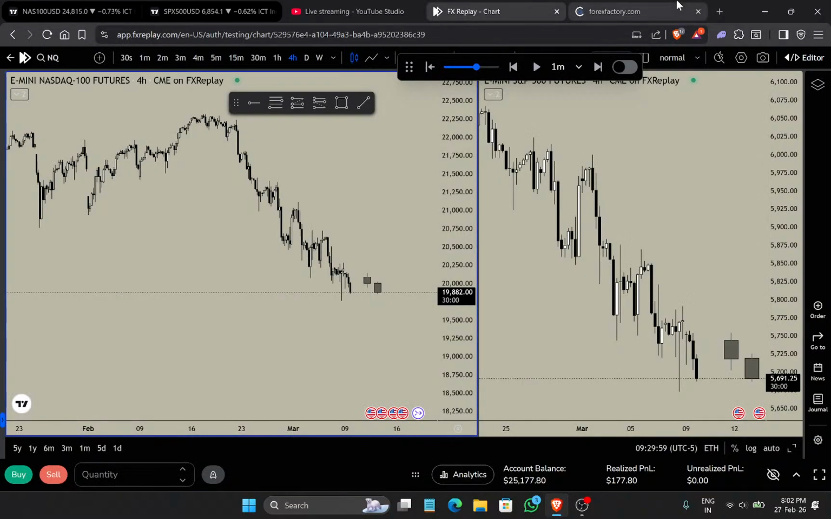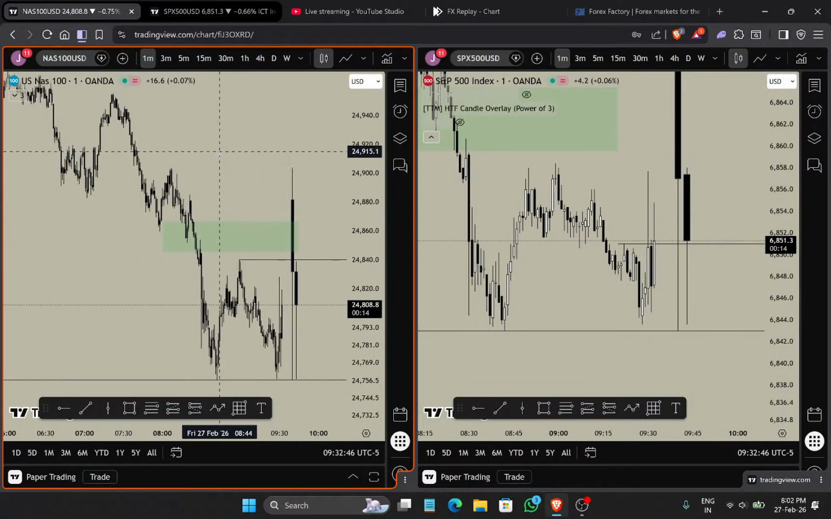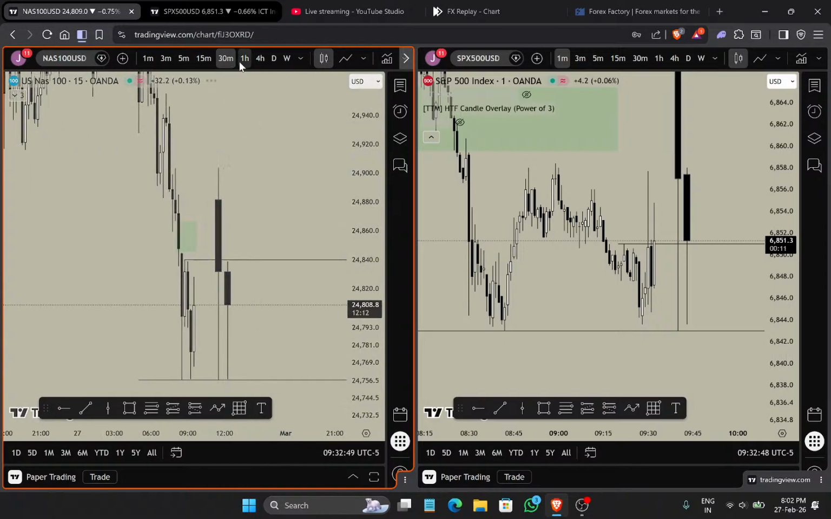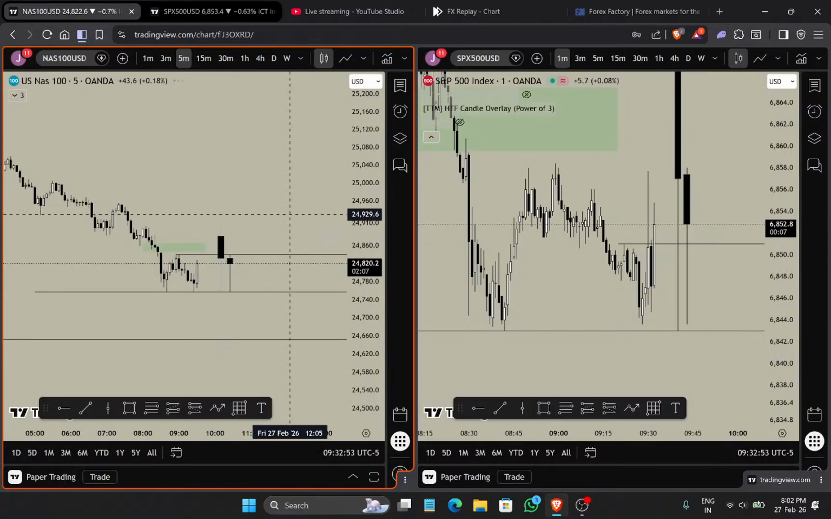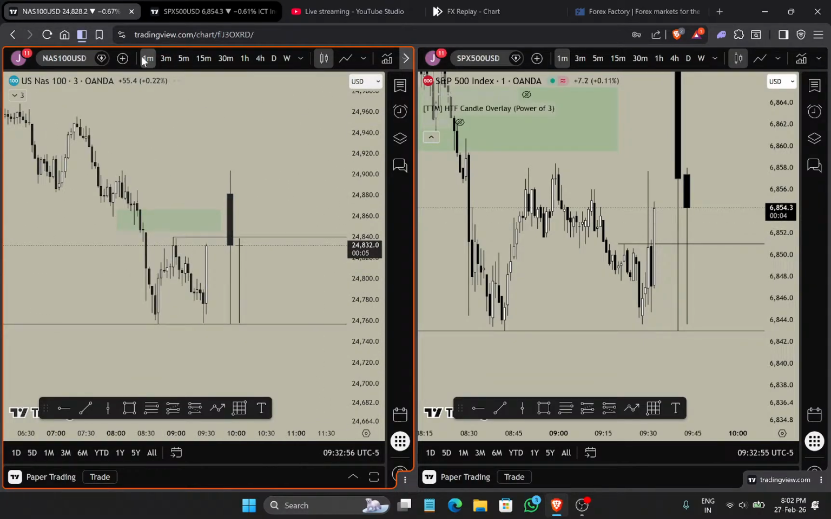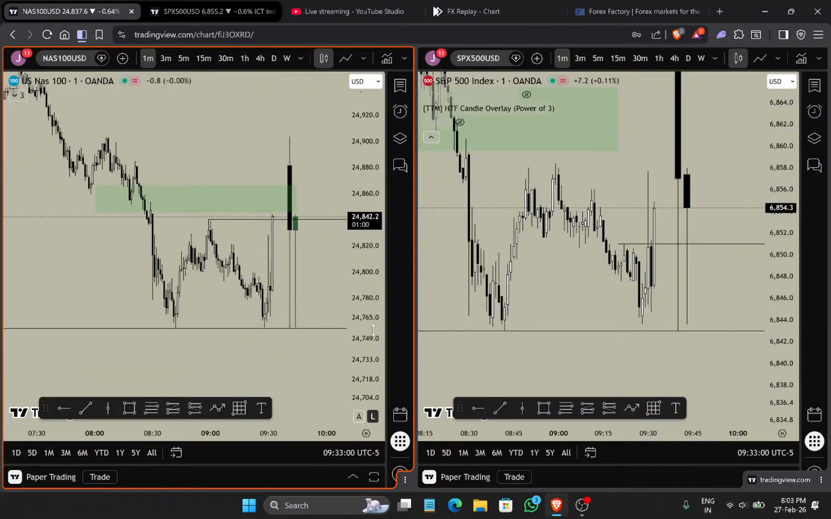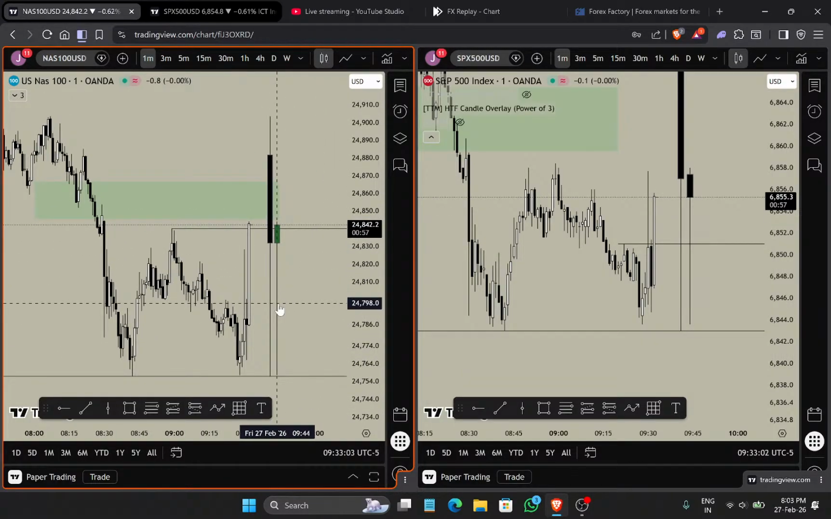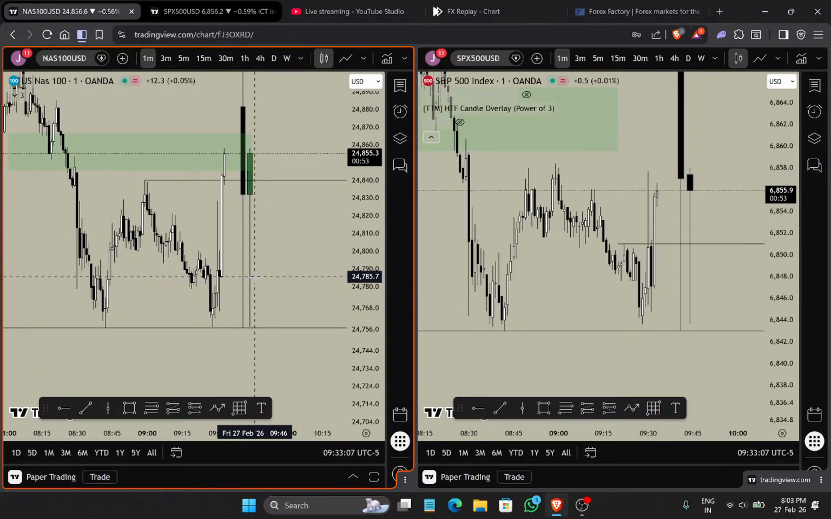Only hoping for this to get taken. I mean, we swept the previous day low. This is what I actually need. We still have this low to get taken. I just need an inversion to the downside. That's it. I'm taking this right.